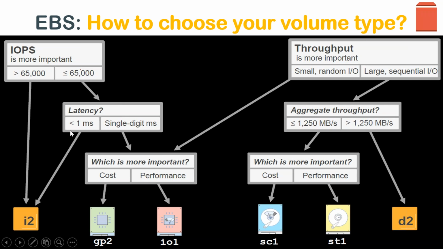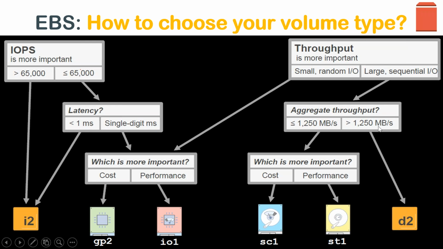And then comes the latency requirement, how fast you want to retrieve the data. If you have something like less than 1 millisecond, you directly go to I2. And if you have cost in mind and performance in mind, you want to balance those two, then you choose between GP2 and IO1. In other words, if you want a lower cost but very good I/O performance, then you typically go for GP2. Or if performance is more important to you and cost is secondary, then you are going to choose something like IO1.